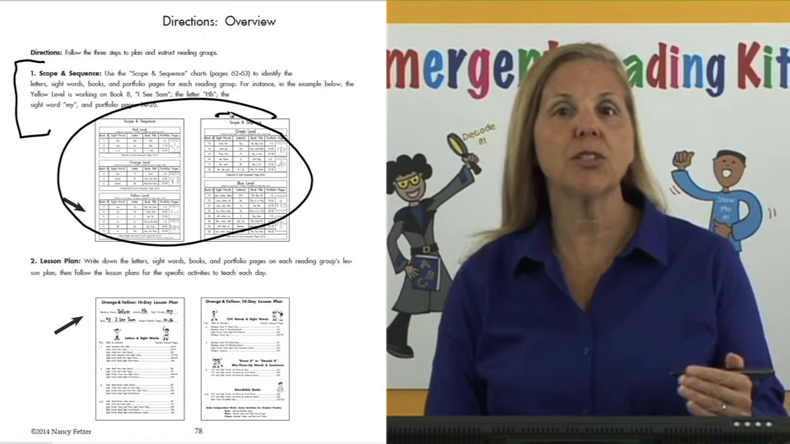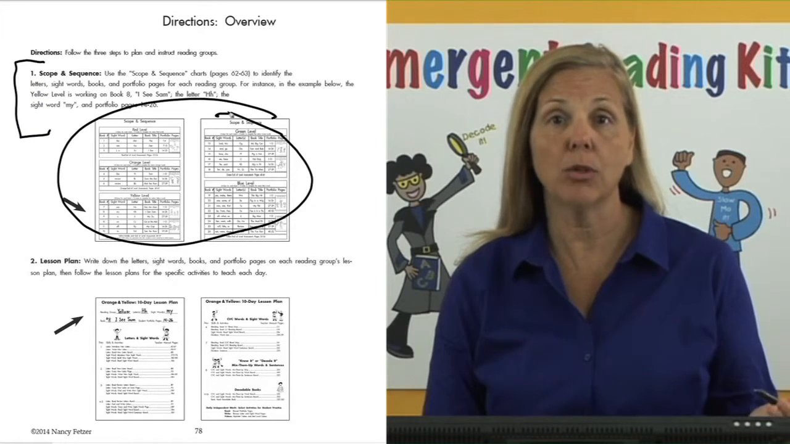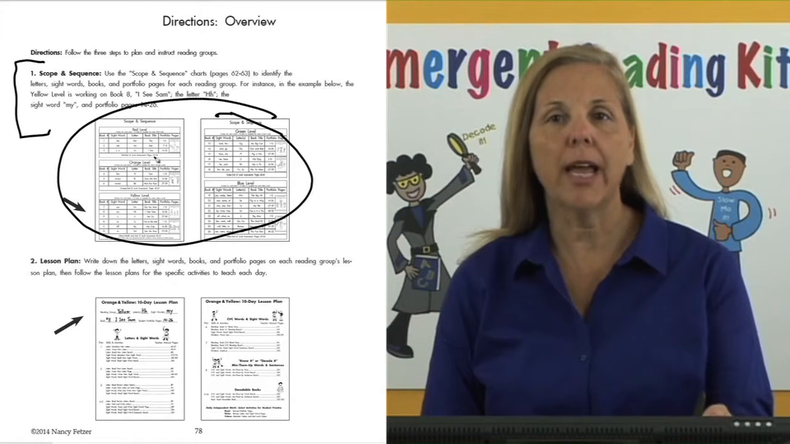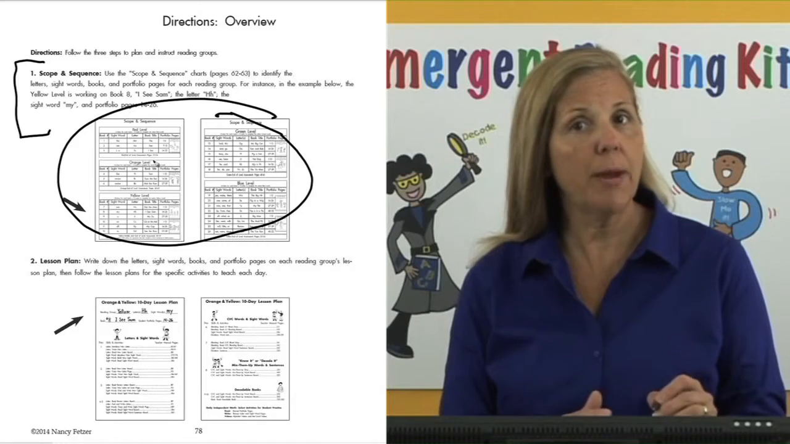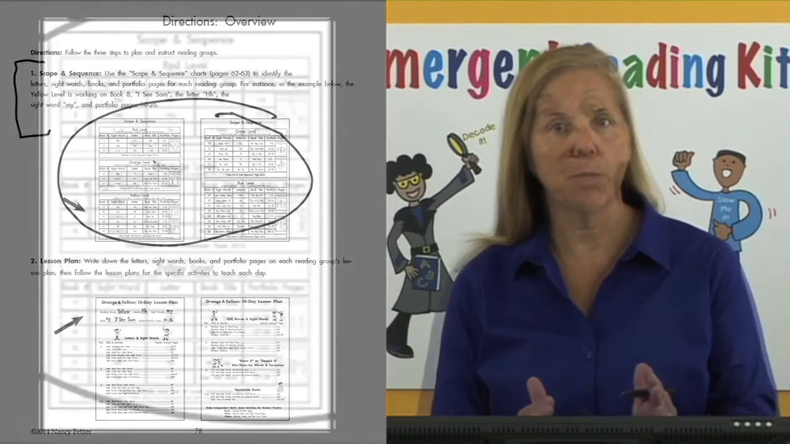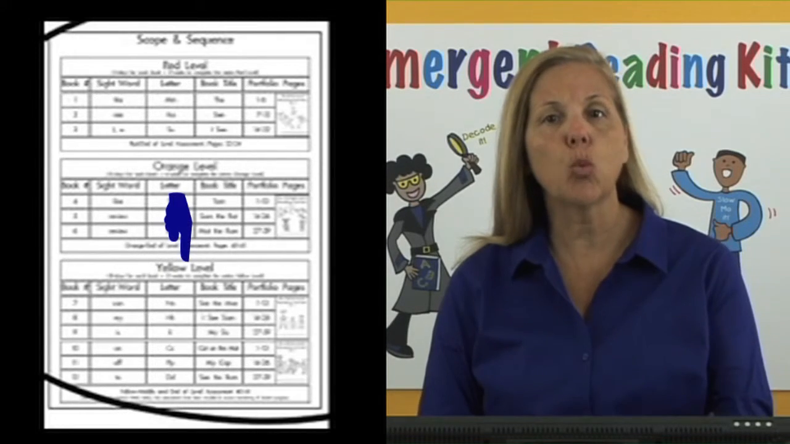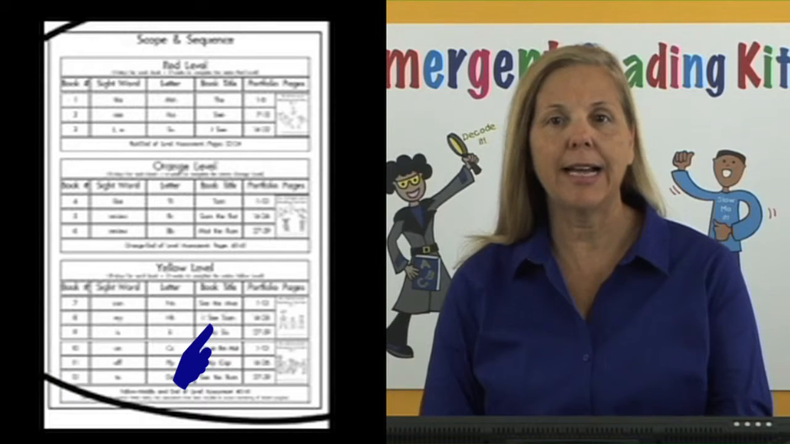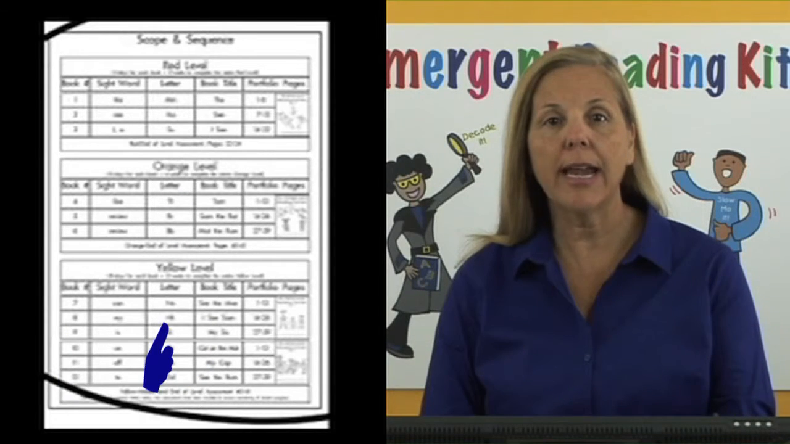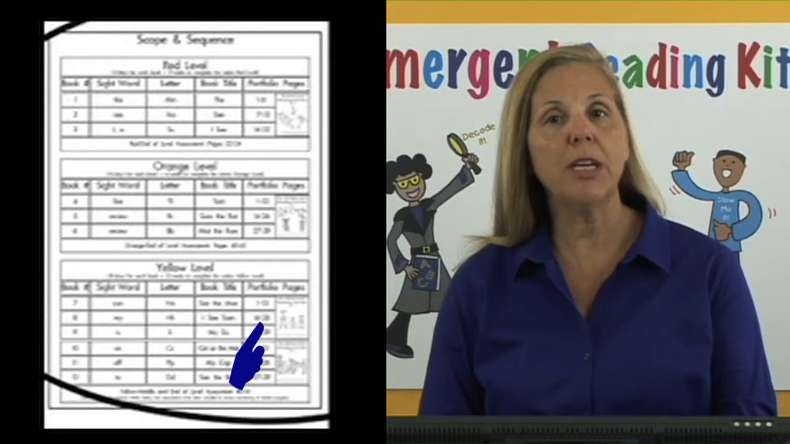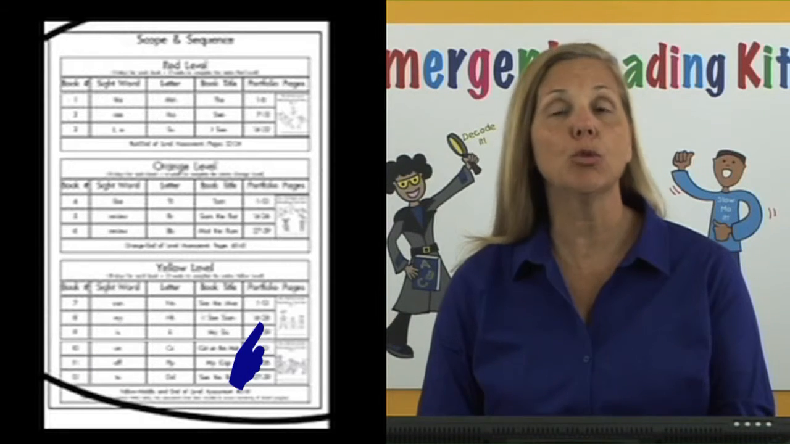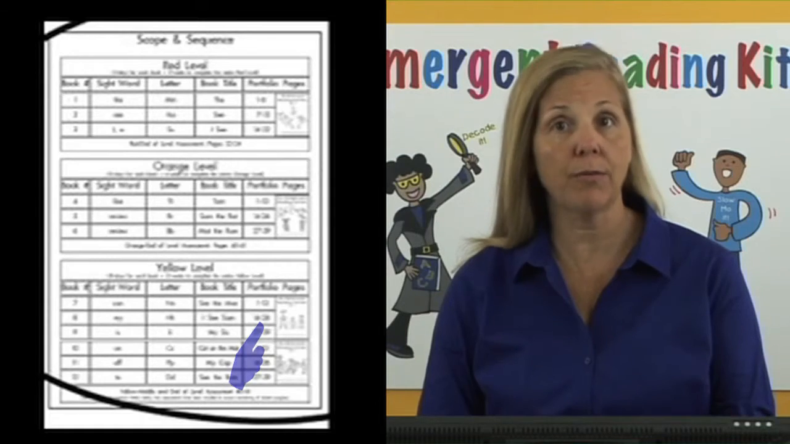Those are on pages 62, 63 in your manual to identify the letters, sight words, books, and portfolio pages for each reading group. For instance, the yellow level is working on Book 8, I See Sam, the letter H, and the sight word my. And the students will be using pages 14 through 26 in their reading portfolios.